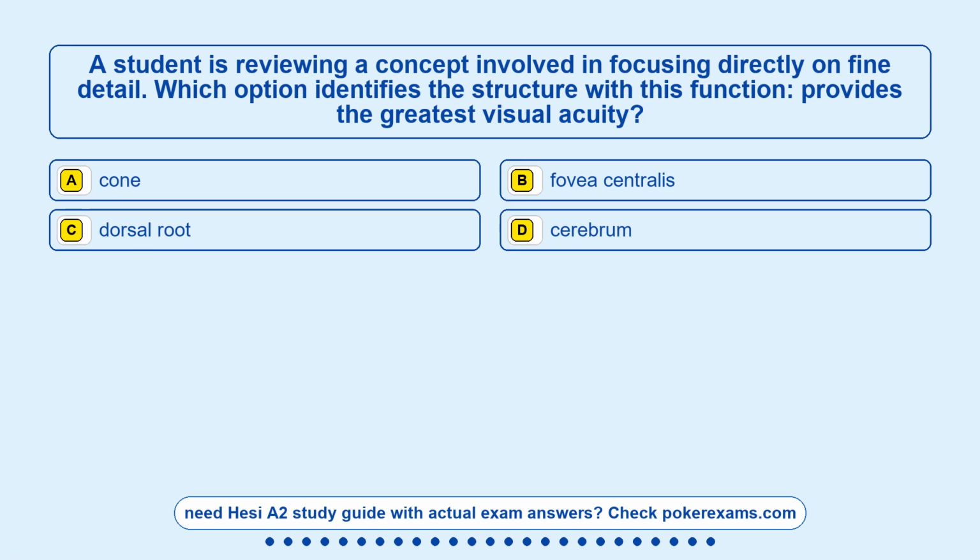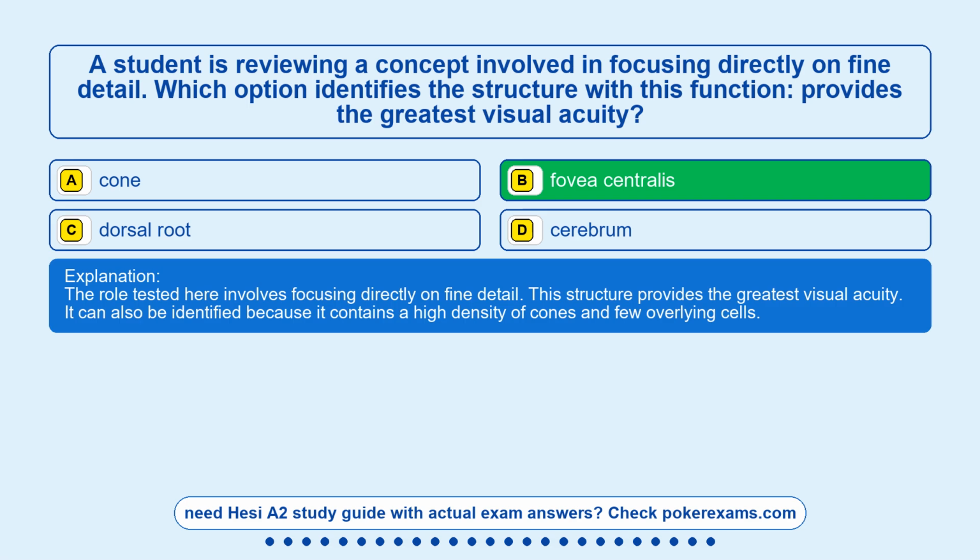Question 19. A student is reviewing a concept involved in focusing directly on fine detail. Which option identifies the structure with this function, provides the greatest visual acuity? Option A, cone. Option B, fovea centralis. Option C, dorsal root. Option D, cerebrum. The correct answer is option B, fovea centralis.